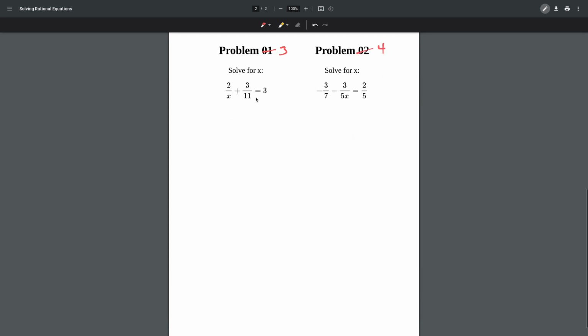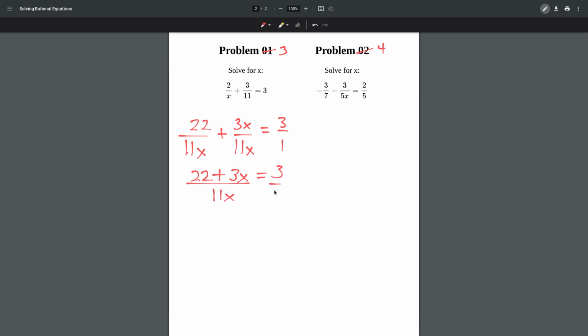Okay, so we've got 2 over x plus 3 over 11 equals 3. I'm going to multiply the top and the bottom of this one by 11, so I'll get 22 over 11x plus, then I'm going to multiply the top and the bottom here by x, so I'll get 3x over 11x. And I'm going to write 3 as 3 over 1. We're going to add these together. We'll get 22 plus 3x all over 11x equals 3 over 1.